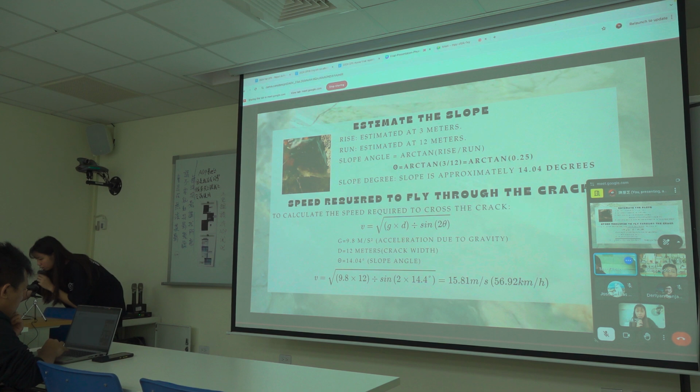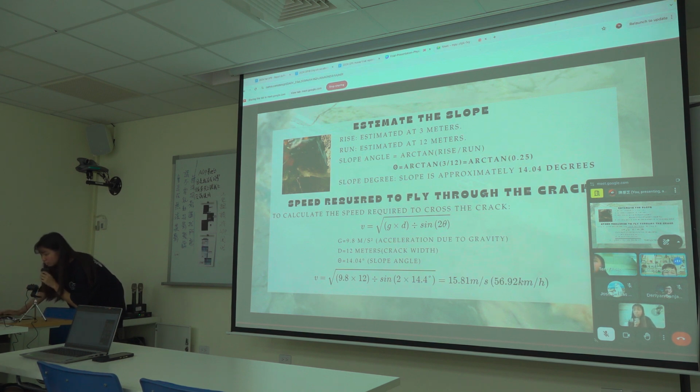So I'll use this formula, which is the speed equals square root of this formula, and then I put the numbers inside. So the acceleration due to gravity and the meter.